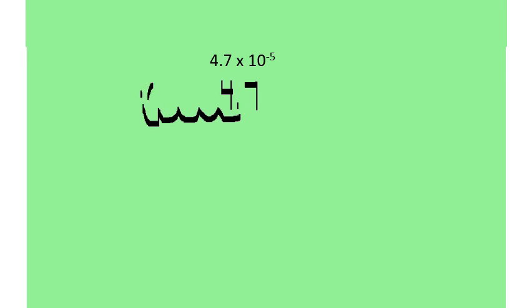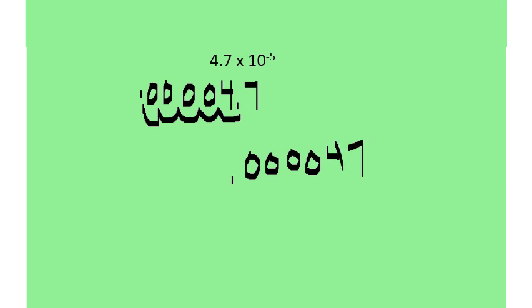I'm going to put zeros in for all those spaces that I moved the decimal. And 4.7 times 10 to the -5th power is 0.000047. Therefore, it is a decimal.